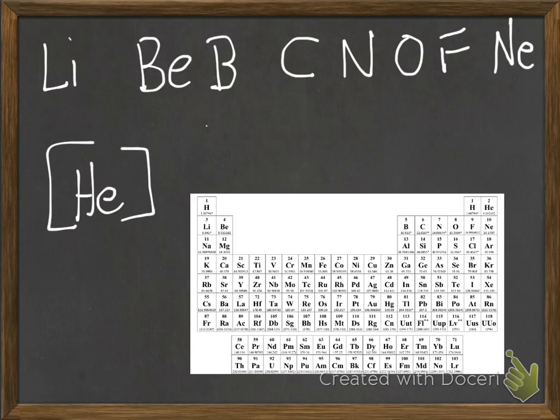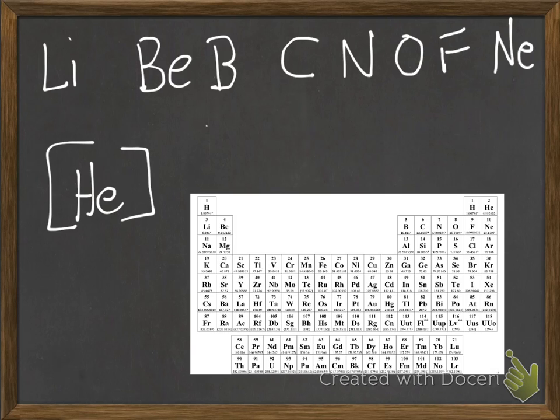Once you've got all of those written out, tell you what, when you're done, stick your thumb on your forehead. What subshells are being filled? So we've got S and P being filled, 8 electrons fit in an S and P, and there are 8 elements in the second period.